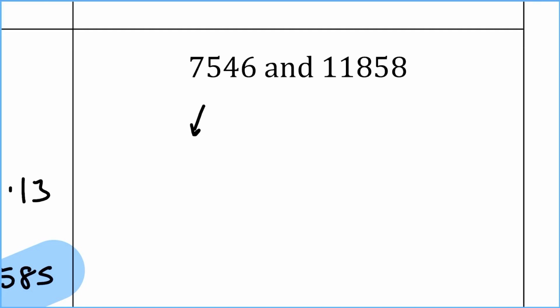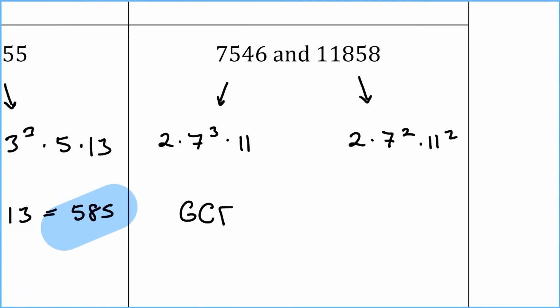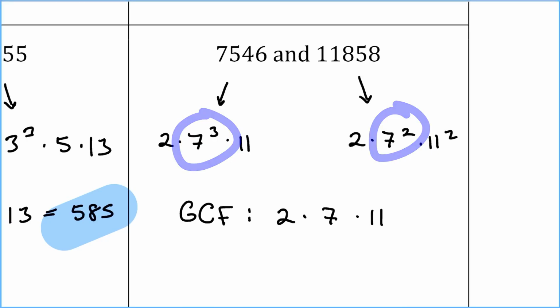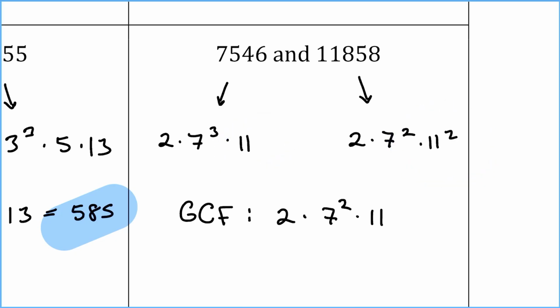7546 breaks down into 2 times 7 cubed times 11. And then 11,858 breaks down into 2 times 7 squared times 11 squared. Okay, so what do they have in common? For the GCF, they have a 2 in common, they have 7 in common, and they have 11 in common. As far as the 2's go, the smallest exponent is 1. As far as the 7's go, the smallest exponent is 2, so we need a 2 here. And then as far as the 11's go, the smallest exponent is 1. So we're only going to keep one of those.